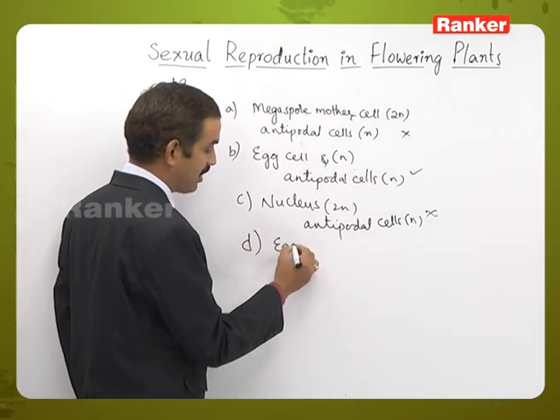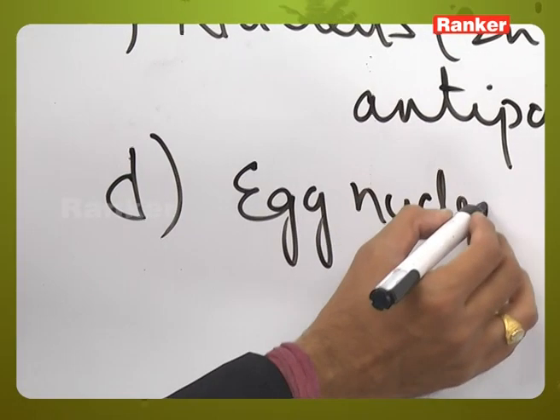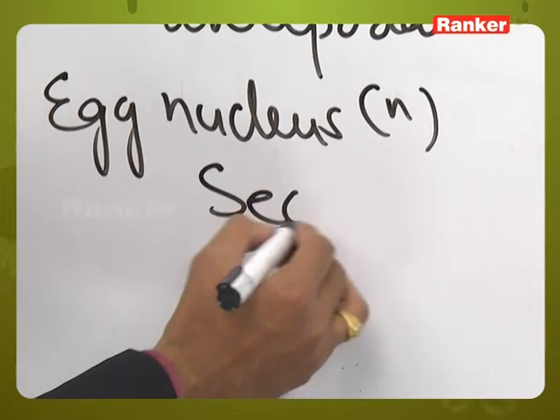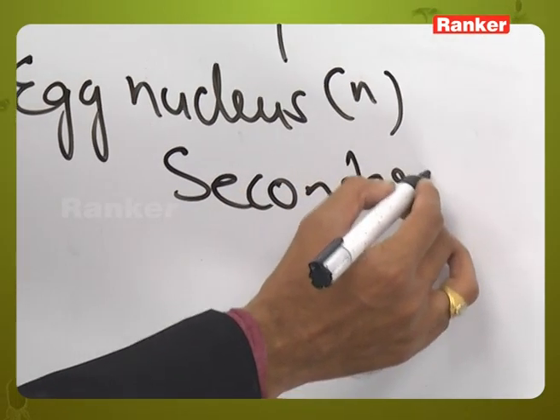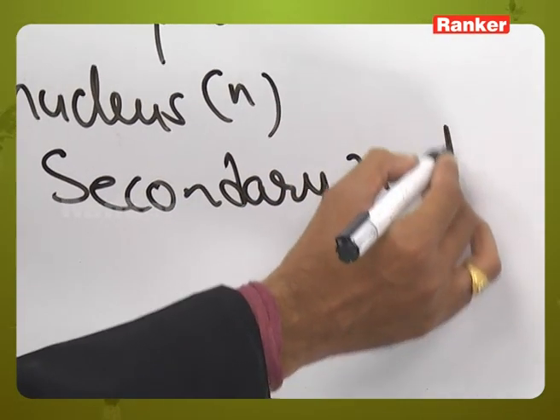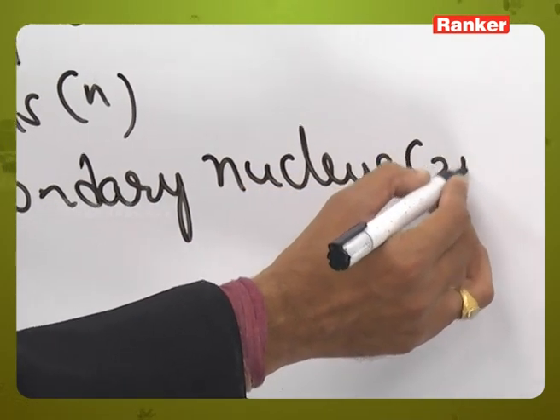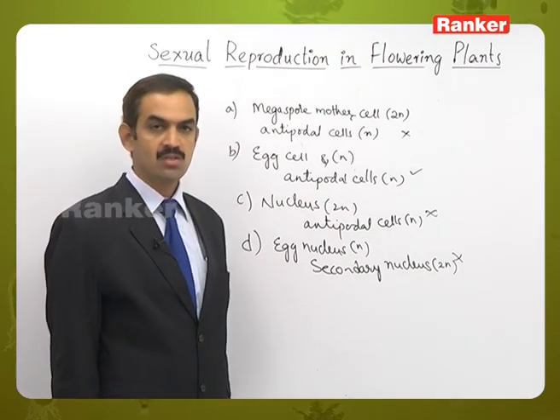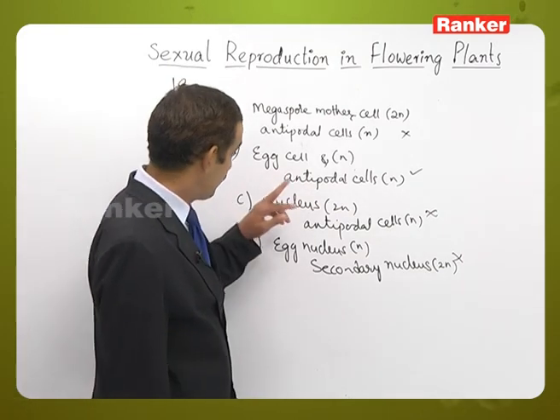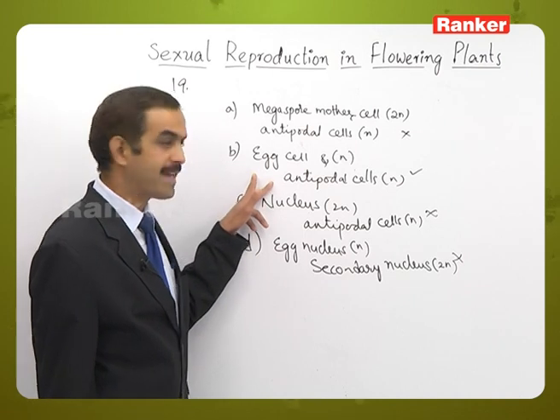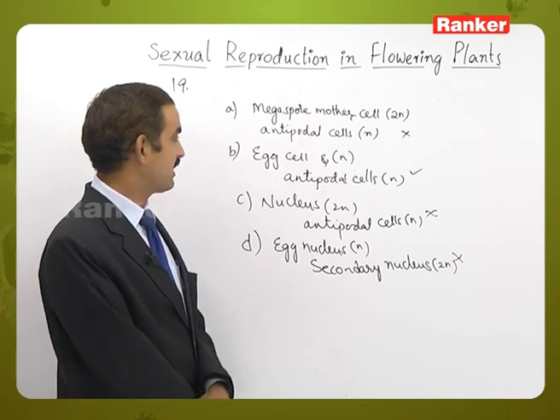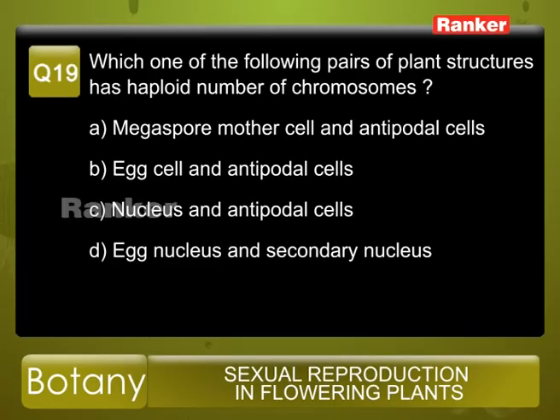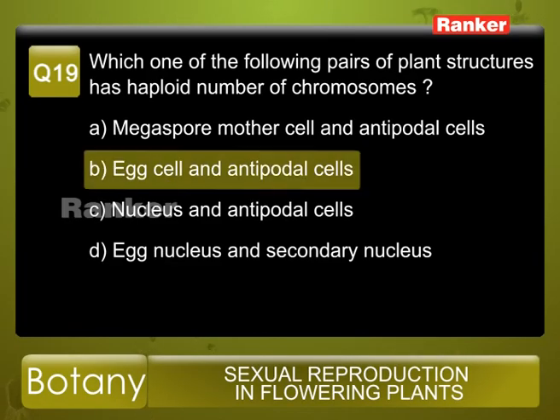And D, egg cell or egg nucleus. Of course, egg cell and egg nucleus is one and the same. So both of them are haploid in condition. And the secondary nucleus. The secondary nucleus is formed as a result of the fusion of upper polar nucleus and the lower polar nucleus. So it will be diploid in condition. So one is diploid, so it is also incorrect. So from the given options, the two cells which are present should be haploid in condition. So from them, it is B, where egg cells and also antipodals are haploid in condition. From the given option, option B is the correct answer.